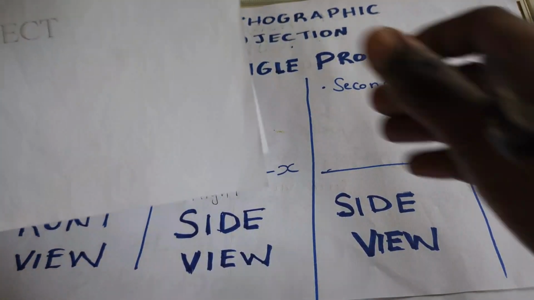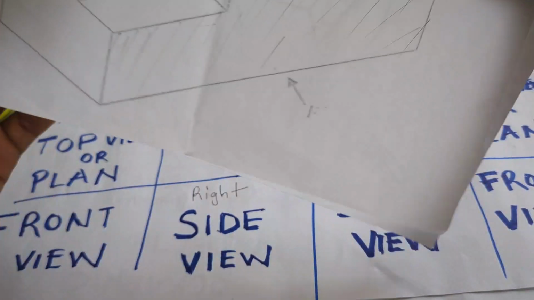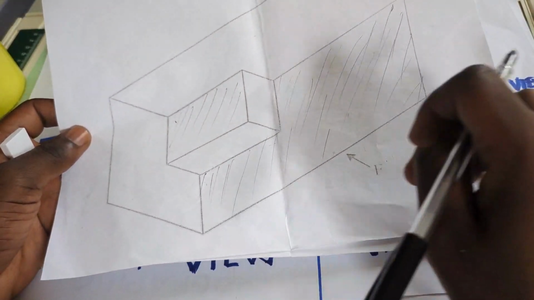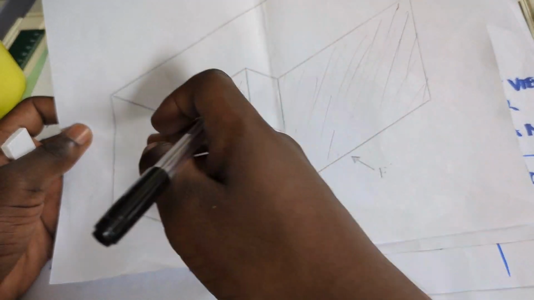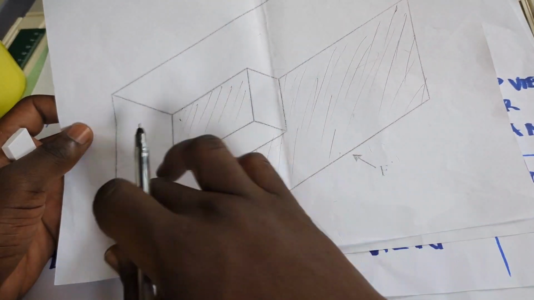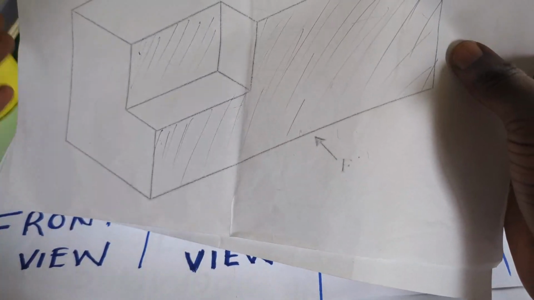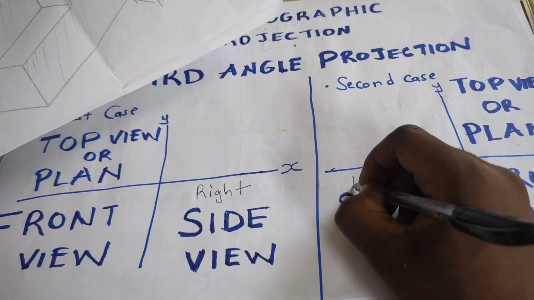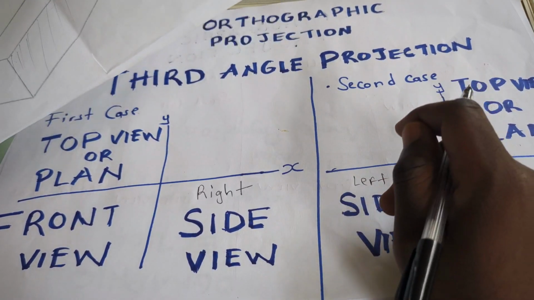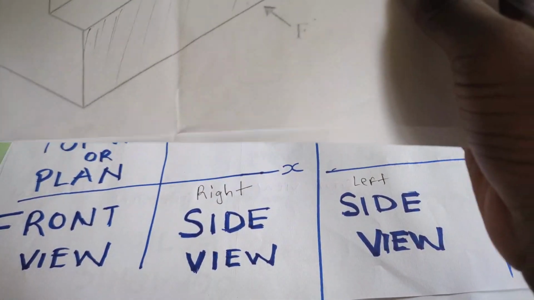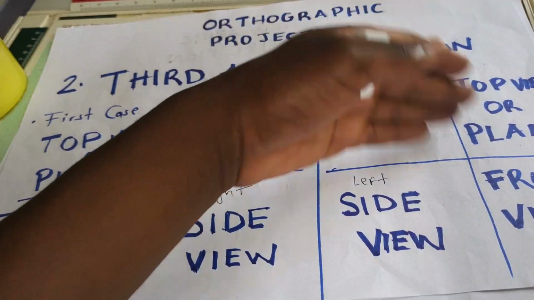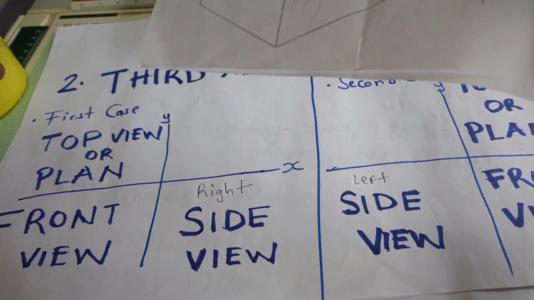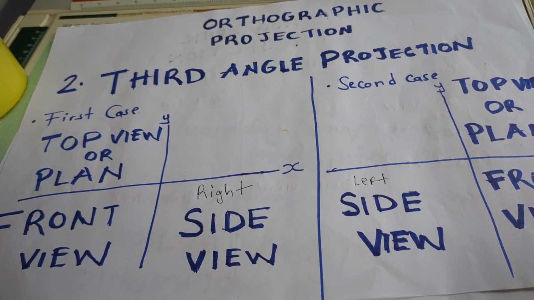But also, for this second diagram here, where I've already said this will be our front because we've already portrayed the letter F here, and this will be the top, this will be the side view. So this side view will be at the left. So when the side view is at the left, we also portray the side view at the left side. On our x and y axis, we also portray it at the left side. This is somehow different from the first angle projection.